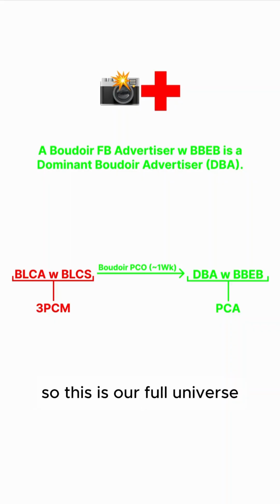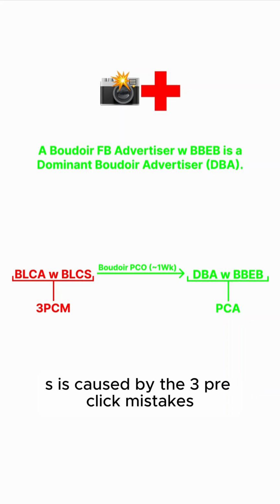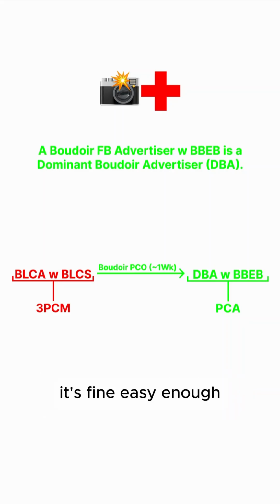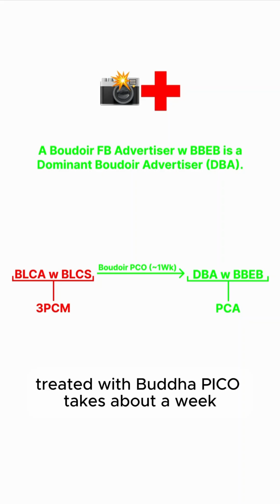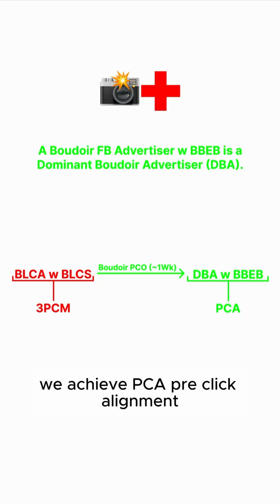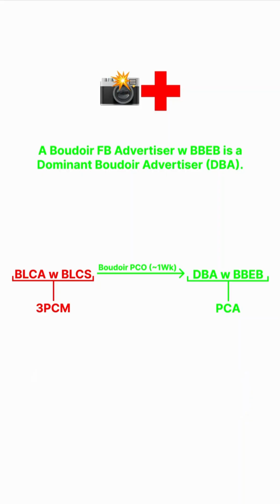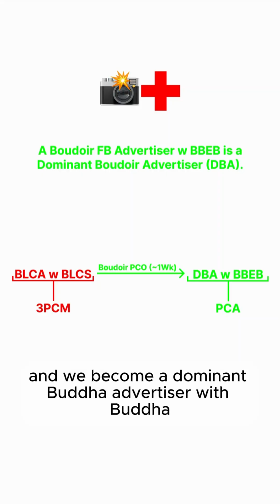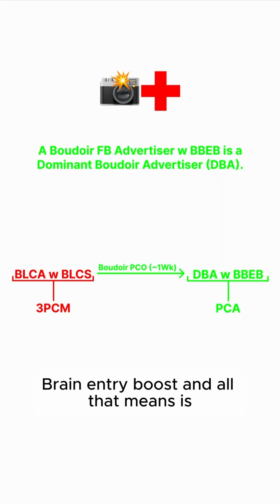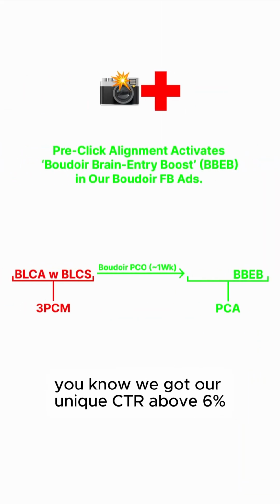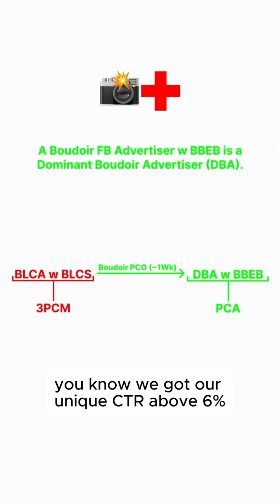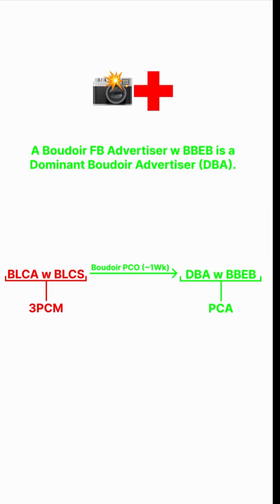So this is our full universe. We got a BLCA with BLCS caused by the 3 pre-click mistakes. It's fine, easy enough, treated with Boudoir Pico. Takes about a week. We achieve PCA, pre-click alignment, and we become a dominant Boudoir advertiser with Boudoir brain entry boost. And all that means is we got our unique CTR above 6%.